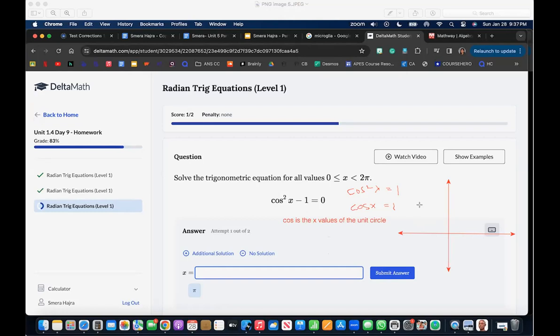So let me draw a little circle around this and find out when the x values are 1. Right here I see it. This should be (1, 0). And that's the only thing I see, but maybe I should mark this too. This is (-1, 0). And the reason I'm marking that is because cosine is squared in the original equation. So maybe both of those work.